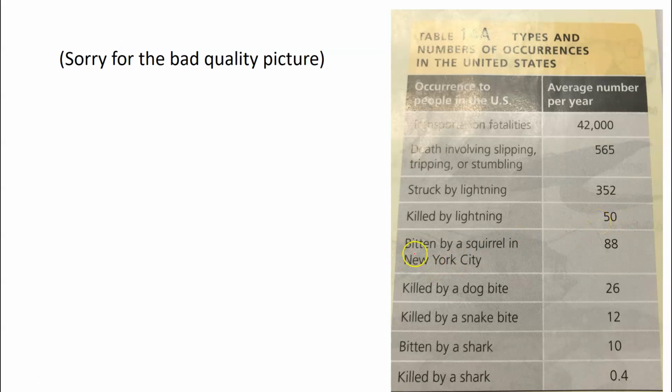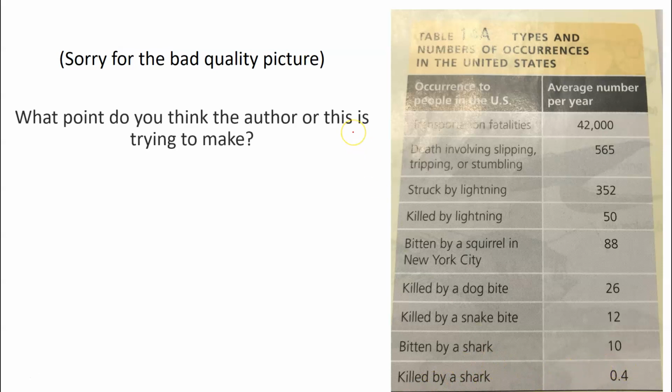Got a funny one here. You're bitten by a squirrel in New York City in a year. That's how many people get bit by a squirrel. Killed by a dog bite. Killed by a snake bite. Bit by a shark. Killed by a shark. What point do you think the author is trying to make with this picture?